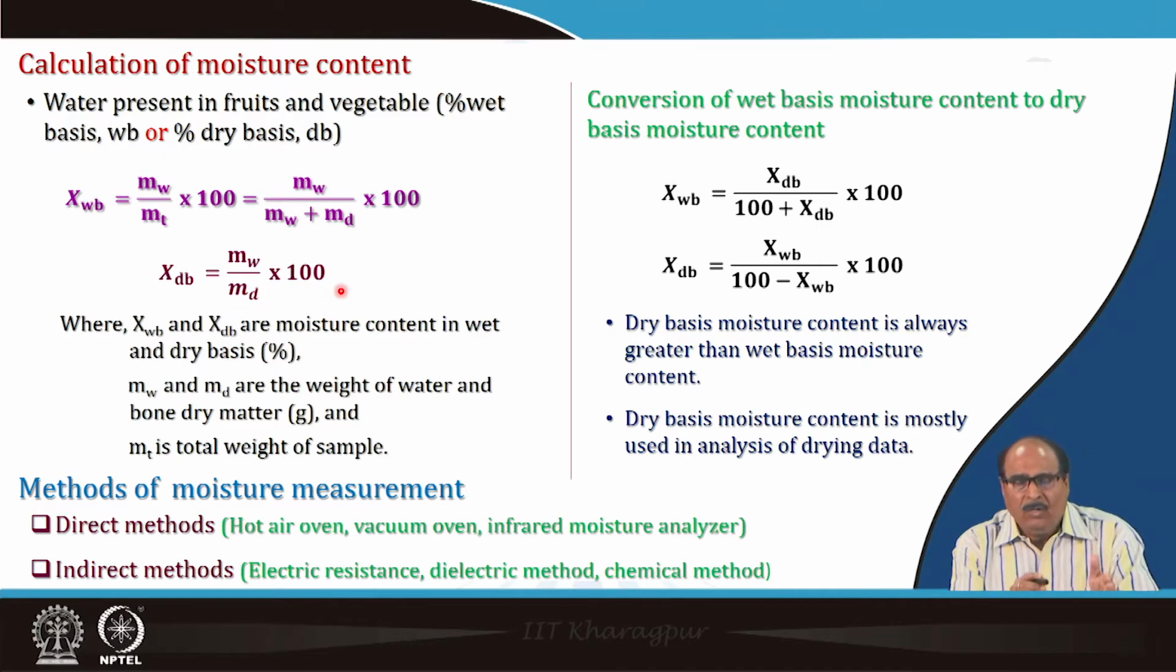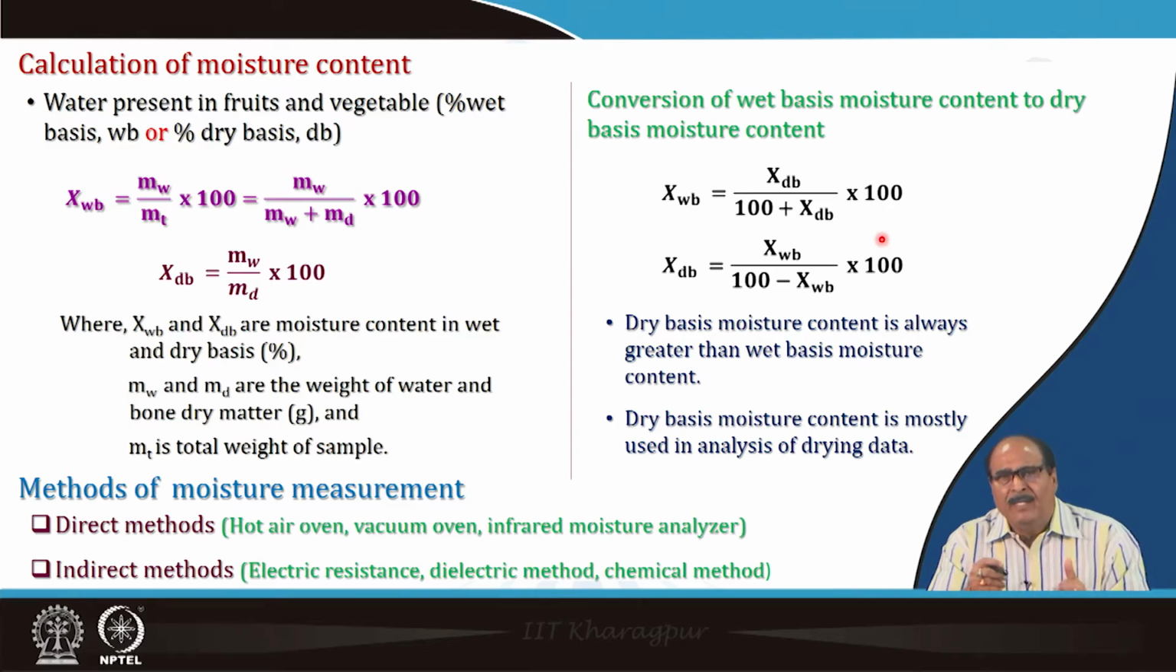Okay. Also, these equations: X_WB is equal to X_DB divided by (100 plus X_DB) multiplied by 100, or X_DB is equal to X_WB divided by (100 minus X_WB) multiplied by 100. So, with these equations one can calculate: if you know the wet basis moisture content, you can calculate the moisture content on dry basis, and dry basis moisture content is always greater than the wet basis moisture content. Dry basis moisture content is mostly used in analysis of drying data.